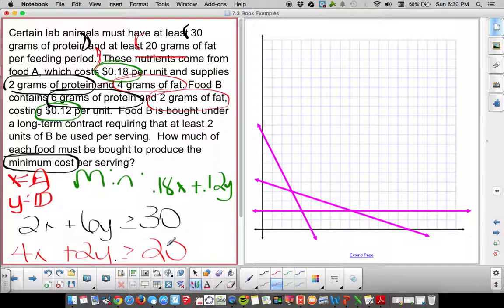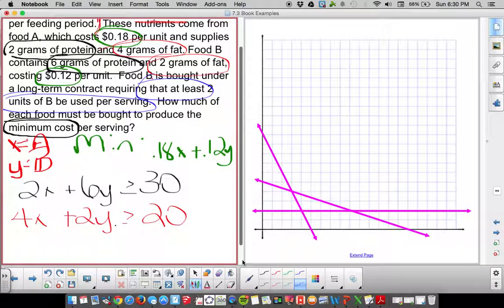Now I also have this last restriction that says I have a contract requiring that at least 2 units of food B be used per serving. That tells me I have a constraint that my food B, which is Y, has to be bigger than or equal to 2. Now of course I also have the constraints that tell me I'm dealing in the first quadrant.